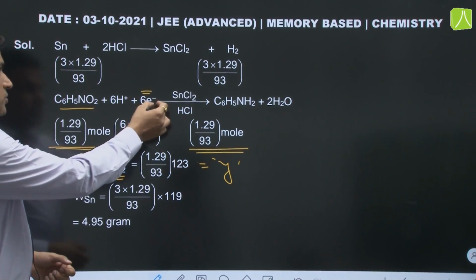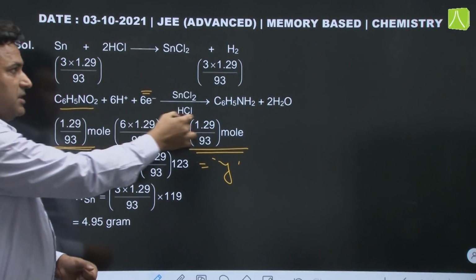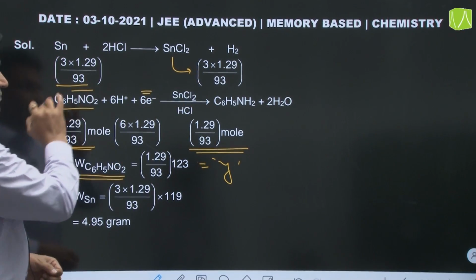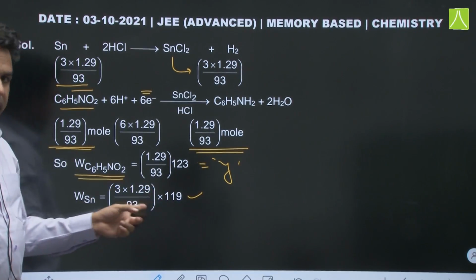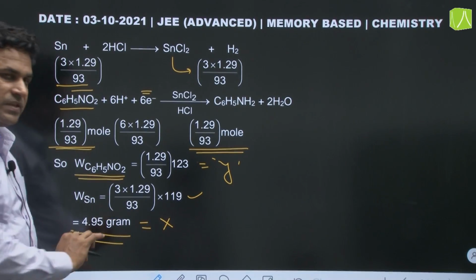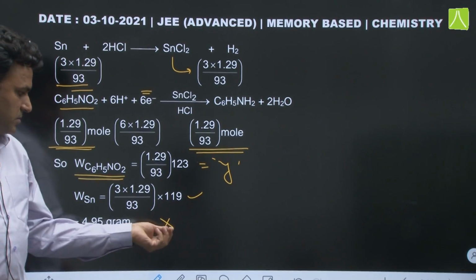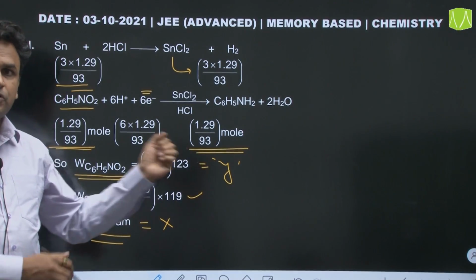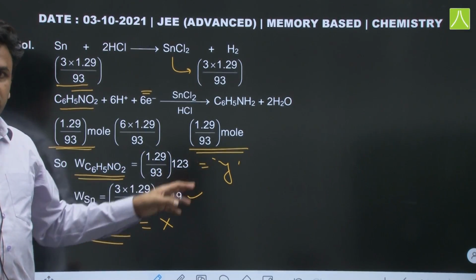So that's why the amount of SnCl2 is going to be 3 times the moles of aniline or the moles of nitrobenzene. 3 times is going to be moles of SnCl2, and these many are going to be moles of Sn. So X, which is the weight of tin, we can calculate with the help of these many moles of Sn. So this much is going to be the weight of tin. This is X. In the question, the values of X and Y are what we have to calculate. So X is equal to 4.95 gram, that is the mass of tin, and Y is the mass of nitrobenzene reduced with the help of the given amount of tin. So these two are the answers.